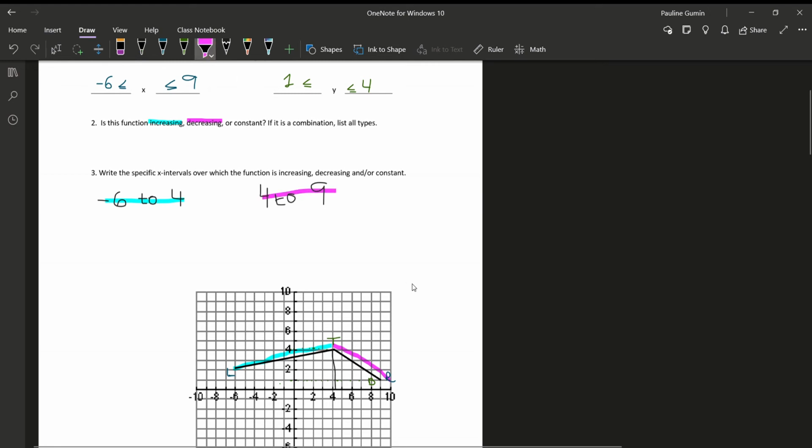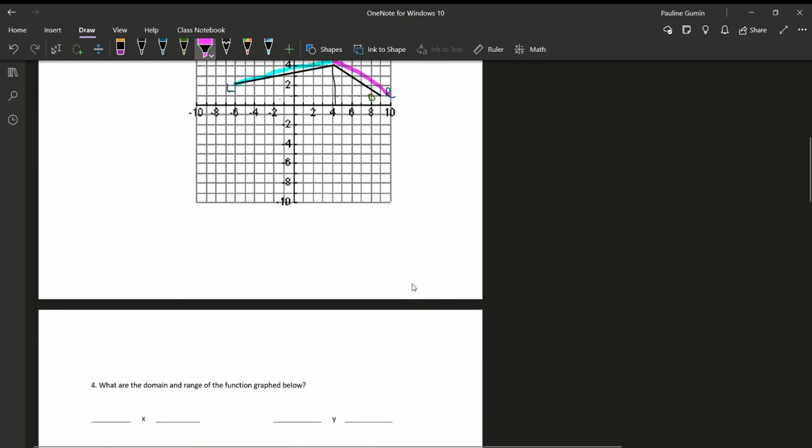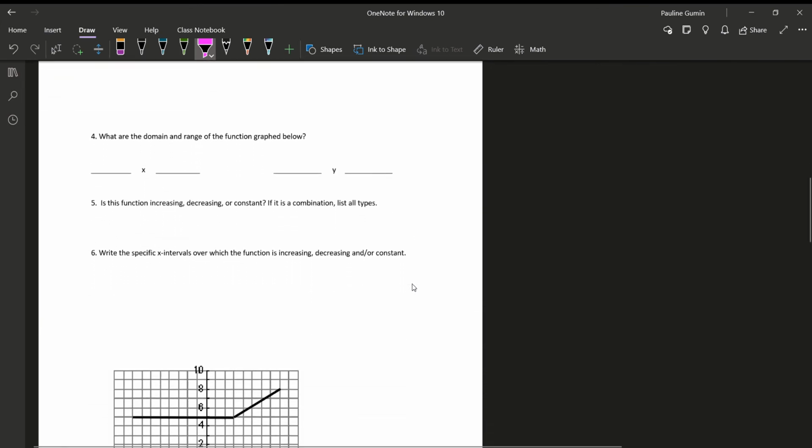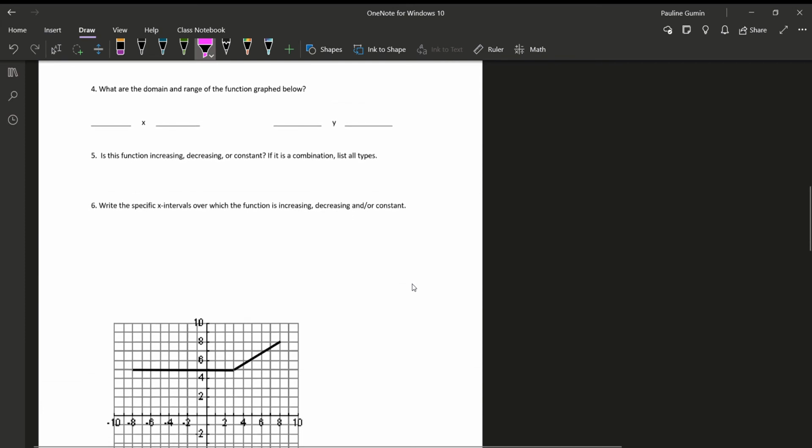Let's try another one out. All right, let's see the domain and range of the function graphed below. The domain, once again, is our x's, so we go from left to right. Our leftmost looks like it's -8, and our rightmost is +8. Oh, that's nice. I like when that happens.